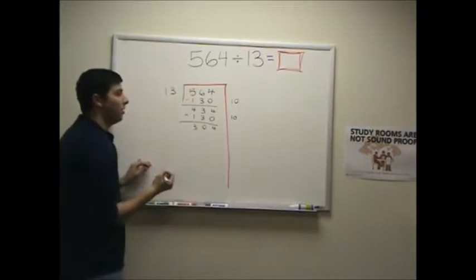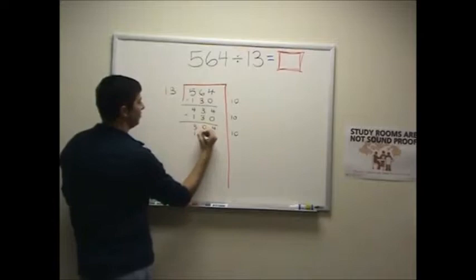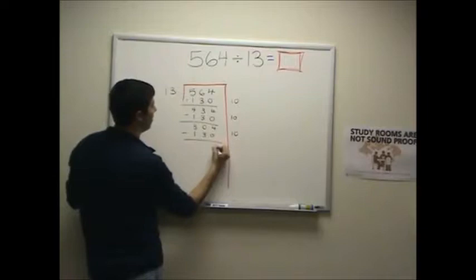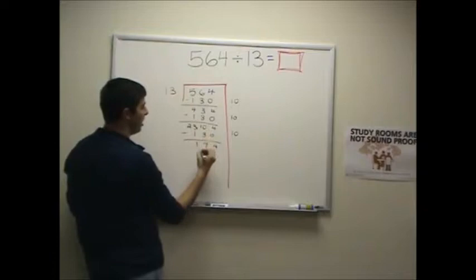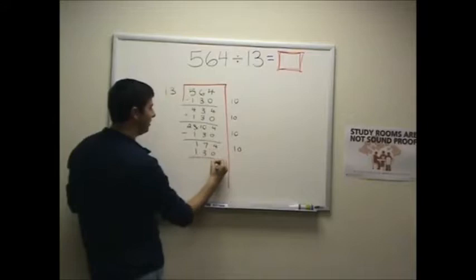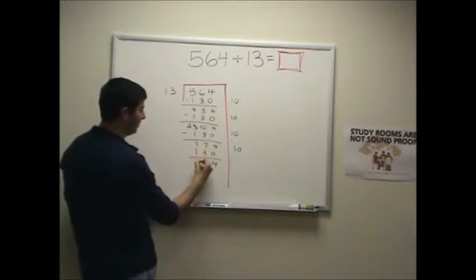Once again, I'm going to focus on what I know. 10 groups of 13 equals 130. We're going to subtract again. 4 minus 0 is 4. 0 minus 3, can't do it. Let's borrow 2. Carry the tens. 10 minus 3 is 7. 2 minus 1 is 1. Another group of 10, 130. 4 minus 0 is 4. 7 minus 3 is 4. 1 minus 1, 0. Now, how many times can 13 go into 44?